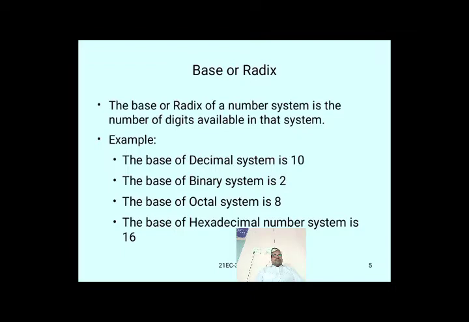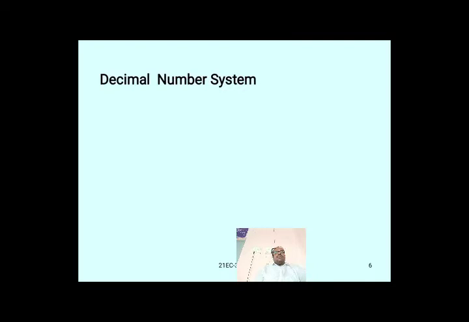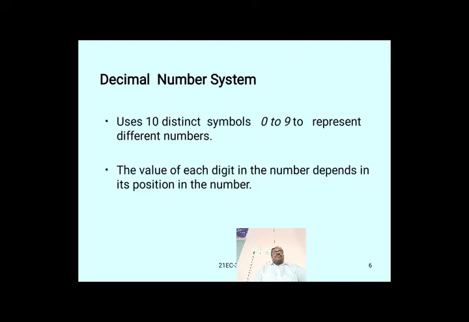The base of decimal system is 10, binary system is 2, octal system is 8, hexadecimal number system is 16. That means decimal system has 10 number of digits. Next, binary system has 2 number of digits, octal system has 8 number of digits, hexadecimal number system has 16 number of digits. Okay. In decimal number system, it uses 10 distinct symbols.